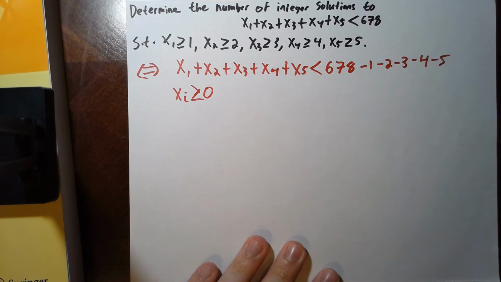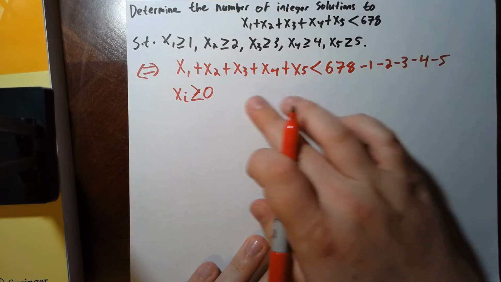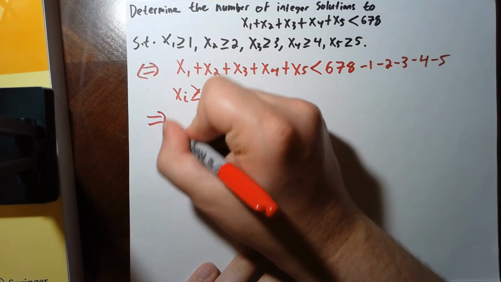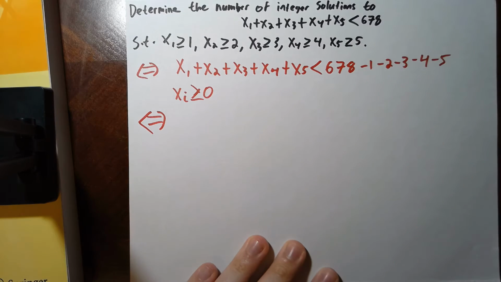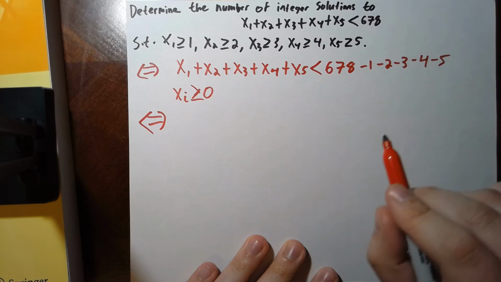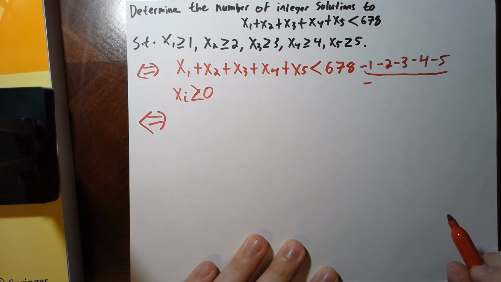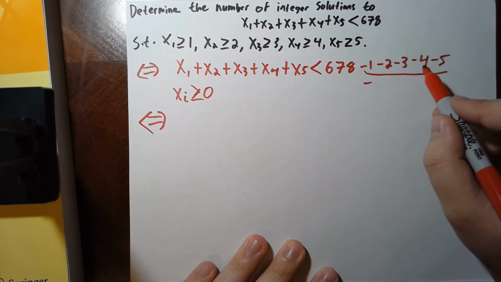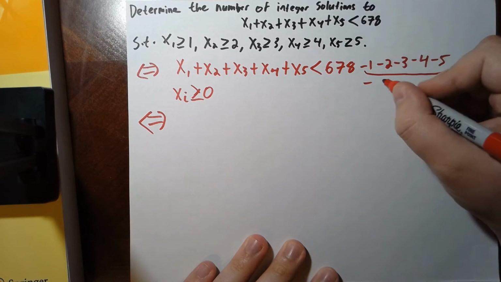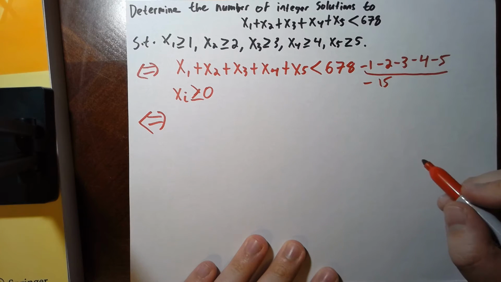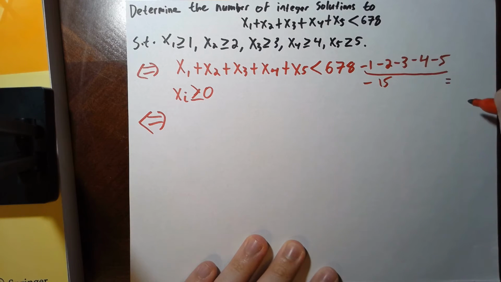Okay, now here's what I'm going to do. We now have this inequality. This whole thing is going to be 678 minus 15, because that is 5, 5, 5, so this is minus 15. So this whole thing is going to be, what, 663? Is that right? Yeah.